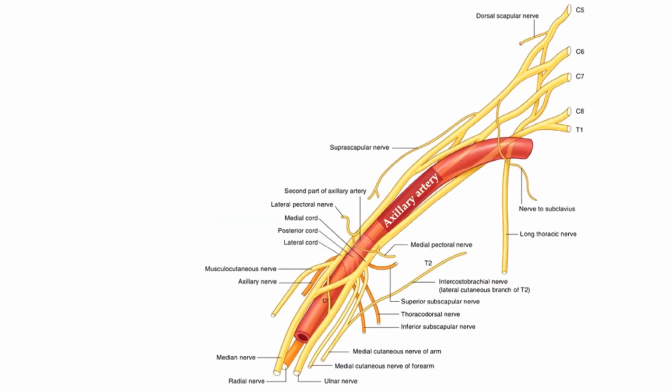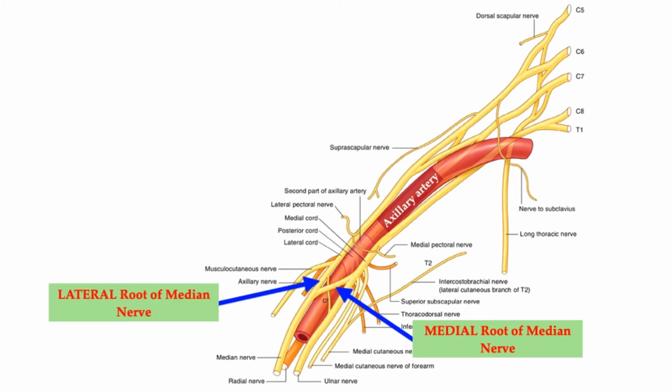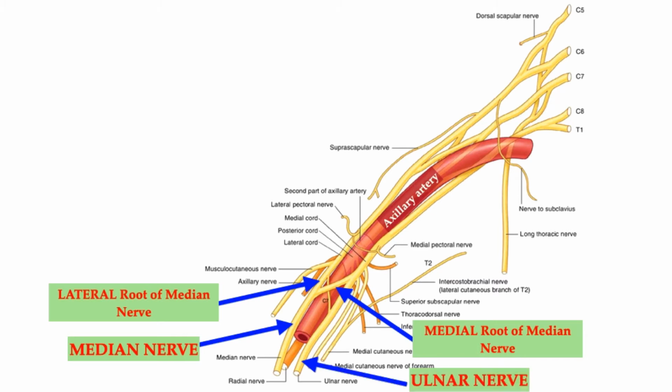Now let us see the other branches of the medial chord of brachial plexus. This is the medial root of the median nerve. It crosses the 3rd part of the axillary artery anteriorly in order to unite with the lateral root of the median nerve, which comes from the lateral chord of the brachial plexus. The medial root and the lateral root of the median nerve unite to form median nerve, lateral to the 3rd part of axillary artery. This median nerve then descends in the arm by lying lateral to the brachial artery. After giving all these branches, the medial chord of the brachial plexus continues as ulnar nerve.